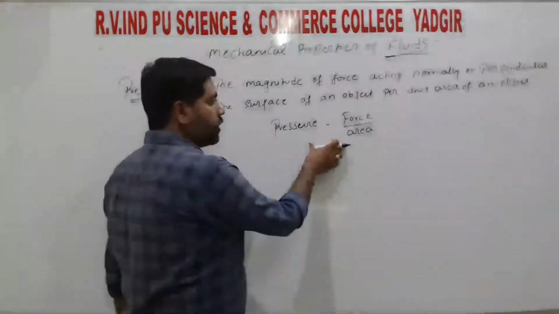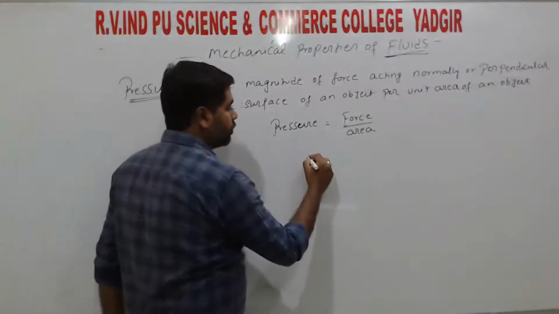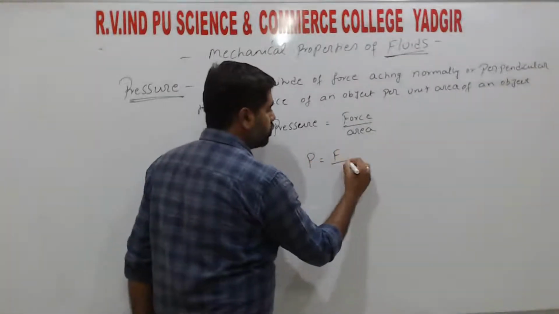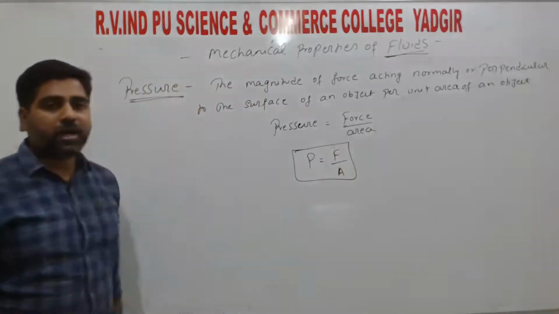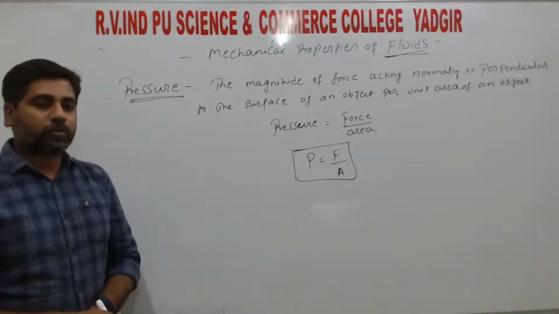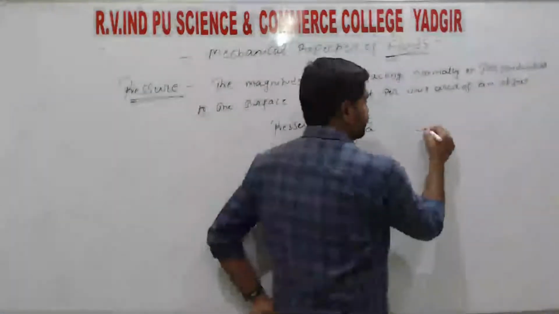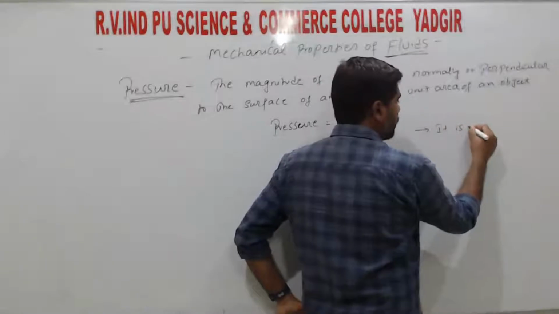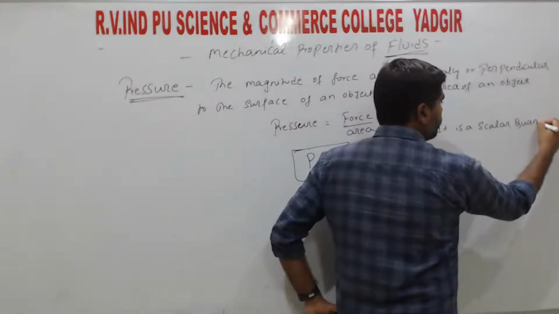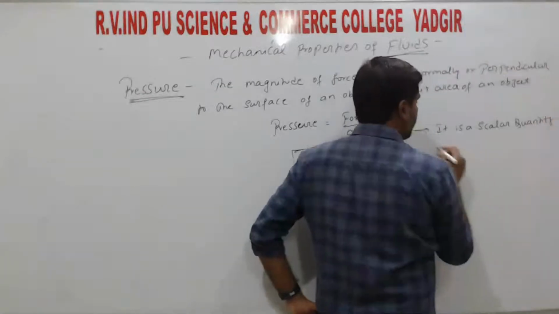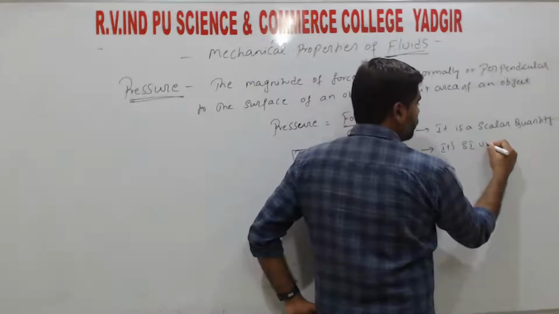So this is the mathematical relation. P is equal to F divided by A, where A is the area and F is the force, right? So next, it is a scalar quantity, right?